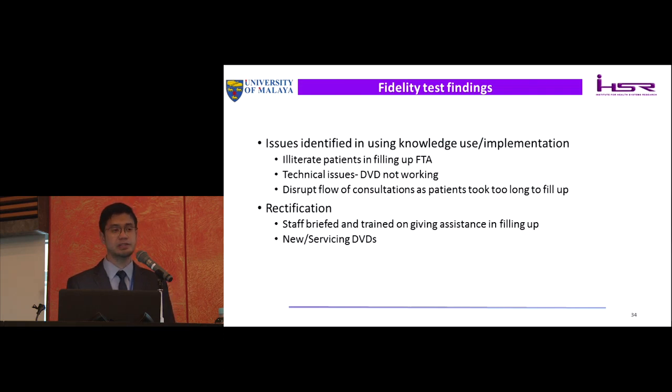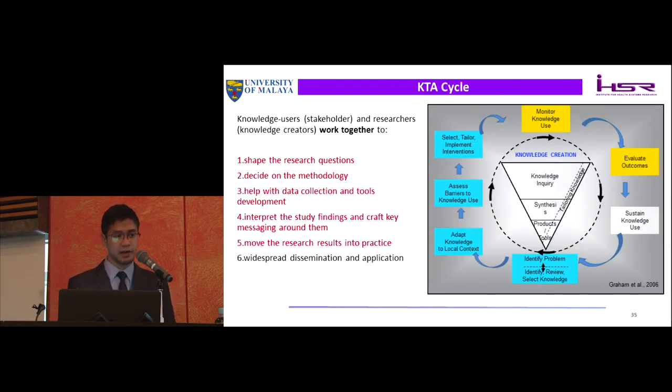For instance, illiterate patients were unable to fill up the forgot to ask slip, and it disrupted the flow of consultations as patients took too long to fill it up, and there were some technical issues to be resolved as well. So these were picked up during the fidelity test, and they rectified it by briefing and training the staff on giving assistance to fill it up, and they tackled the technical aspects as well. So once they rectified the issue, they rolled out the intervention packages again, monitored the knowledge use and evaluated the outcomes.